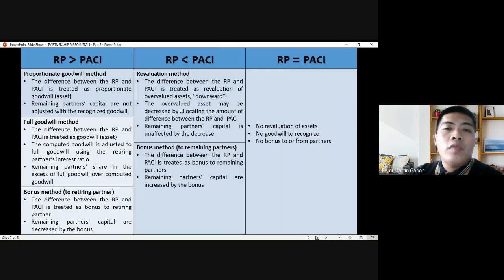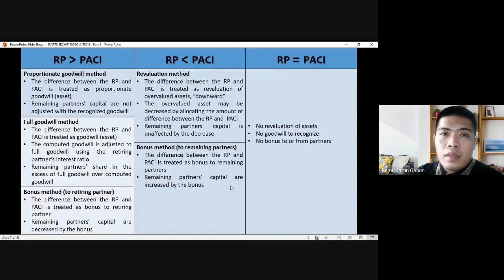Then the overvalued asset may be decreased by allocating the amount of the difference between the retirement price and the partner's adjusted capital interest. Then the remaining partners' capital is unaffected by the decrease. For the bonus method, bonus to remaining partners, again the difference between the retirement price and the partner's adjusted capital interest is treated as a bonus, but this time to remaining partners. Then the remaining partners' capital are increased by the bonus.